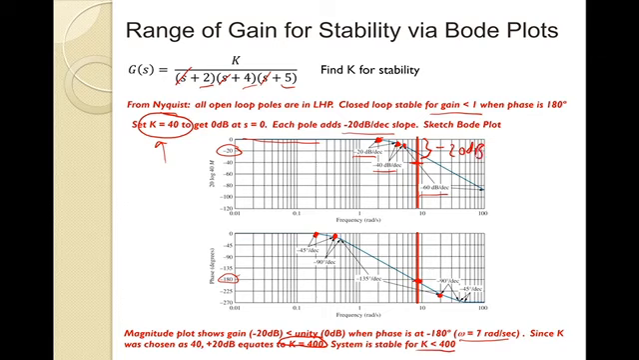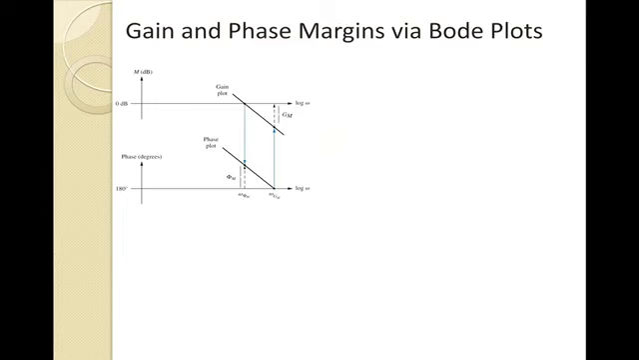So we can basically add another 20 dB on top of that, which again is a factor of 10. So 40 times 10 is 400. So as long as we keep that gain K less than the 400, we'll be a stable system.